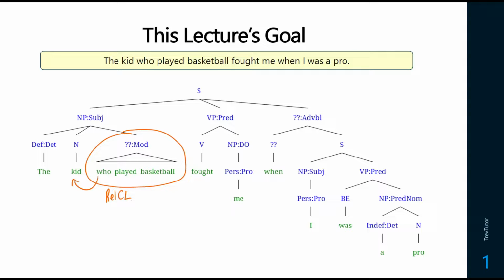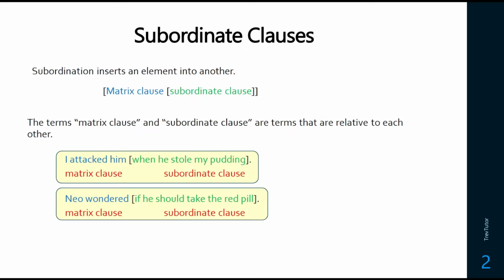And then we also have "when I was a pro." So we have this sentence, "I was a pro," in here, but it's being introduced by this word that's an adverbial, and it's modifying the entire sentence. So this is what's going to be called an adverbial clause. So let's get into it.